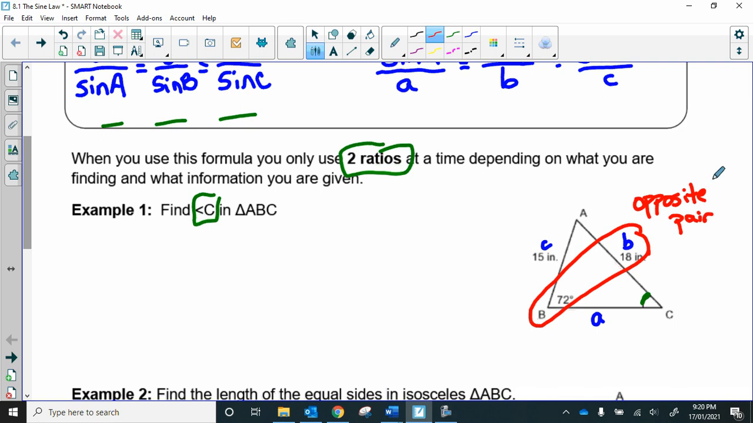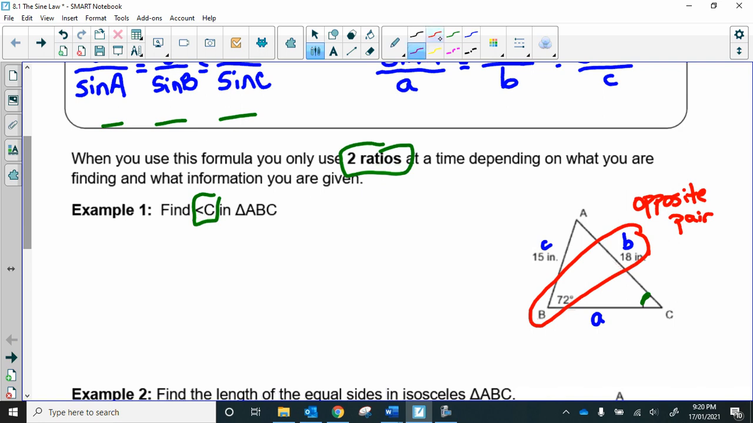Sometimes you're missing an angle and you can find the other one by taking 180 and subtracting the other two, and all of a sudden you'll see that you now have a side-angle pair, or an opposite pair. But in order to use the sine law, you have to have one of these opposite pairs. Because I have an opposite pair of B's, I know I'm going to be using the B ratio, the one that has the b and the sine B. The other ratio is going to be your unknown.